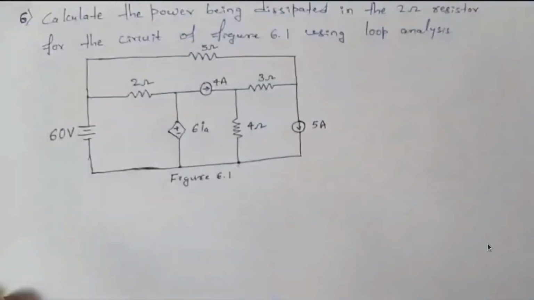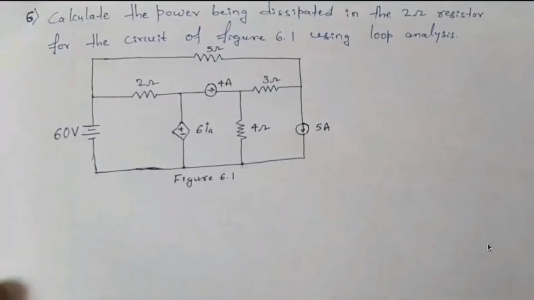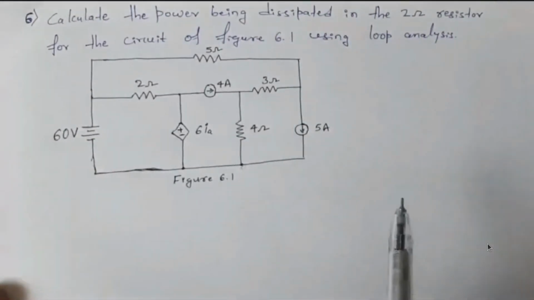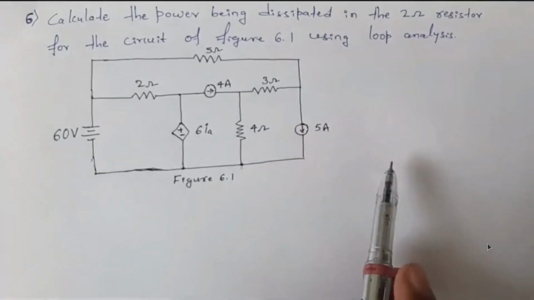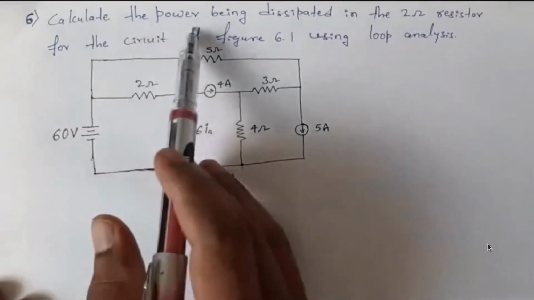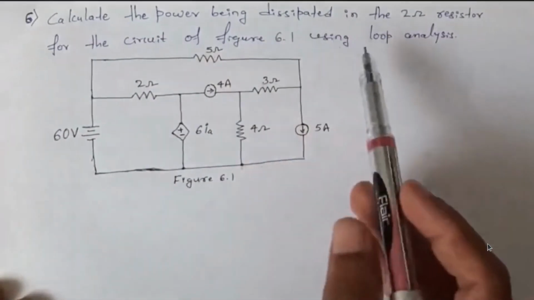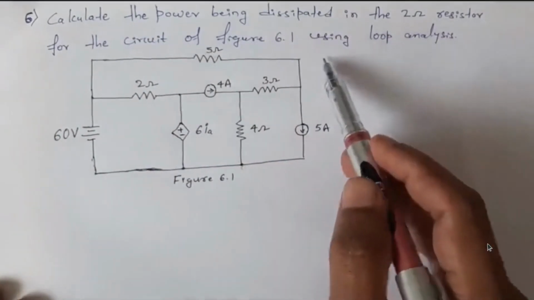So this one is very simple once again. And this is a peculiar type of numerical, dear students. Try to understand how we solve this. Calculate the power being dissipated in the 2 ohm resistor for the circuit of figure 6.1. This is figure 6.1, and using loop analysis, obviously.